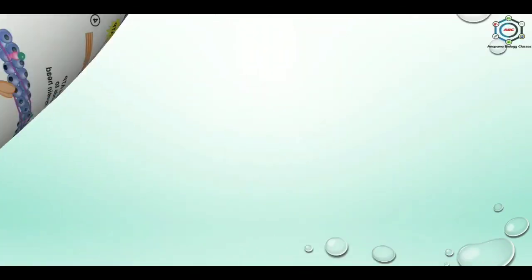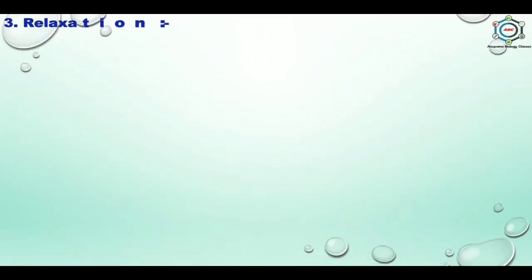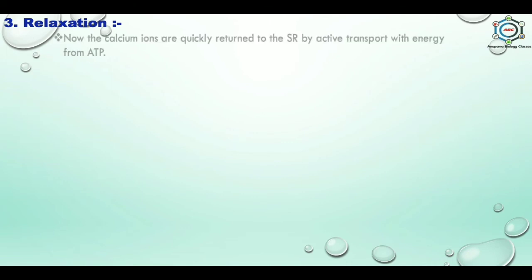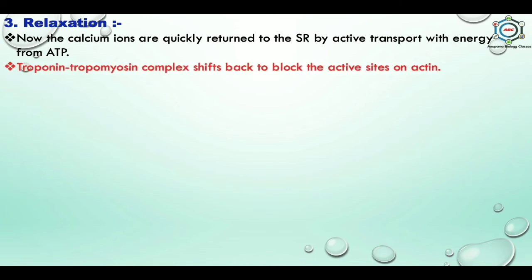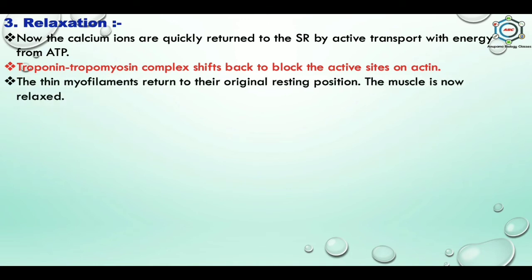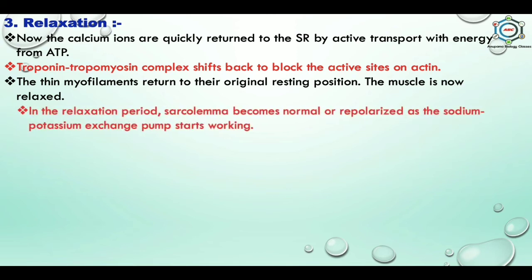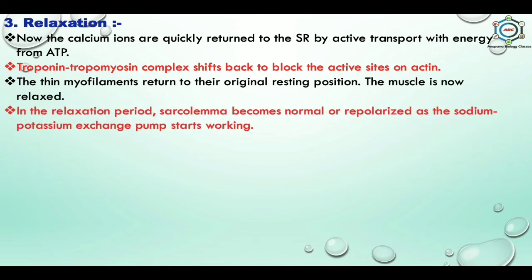After this process of contraction, there is a process of relaxation, and in this process you can see the calcium ions are quickly returned to the sarcoplasmic reticulum by active transport with energy from ATP. The troponin-tropomyosin complex shifts back to block the active sites on the actin. The thin myofilaments return to their original resting position, and the muscle is now relaxed. In the relaxed period, the sarcolemma becomes normal, or repolarized, as the sodium-potassium exchange pump starts working.